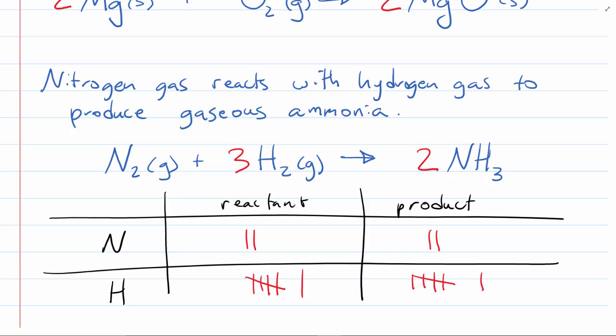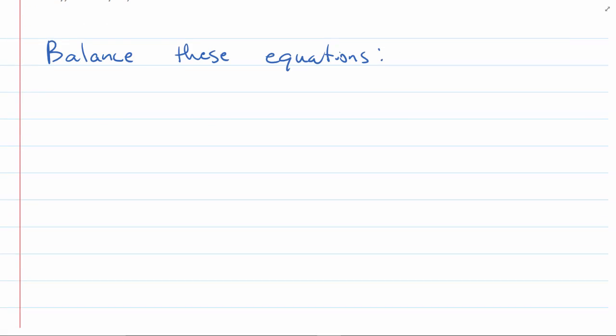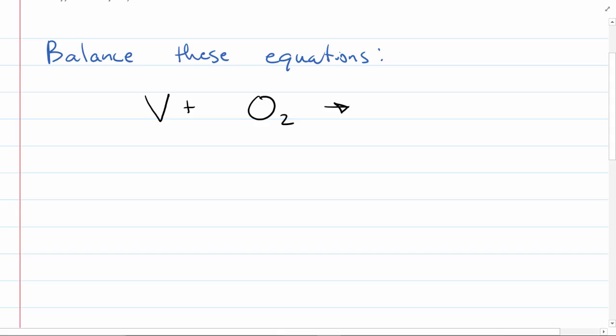Okay, let's practice these, and these will be coming up on the Socrative app. The ones we're going to balance. Balance these equations. And by the way, we do not always need phase labels in them, and the ones I'm writing here now will not be showing phase labels. So they will be V plus O2 makes V2O5.